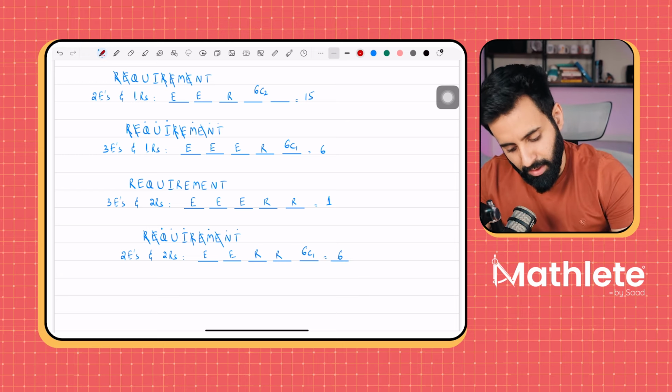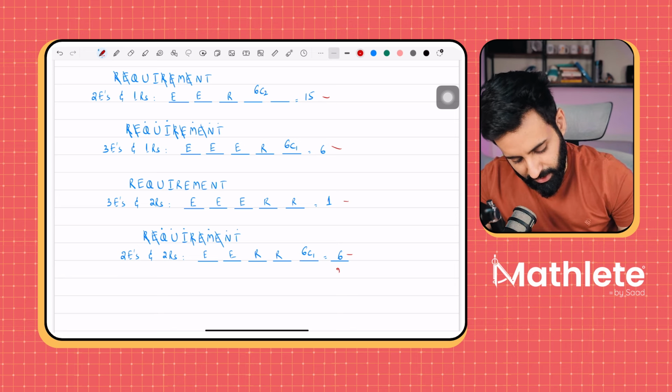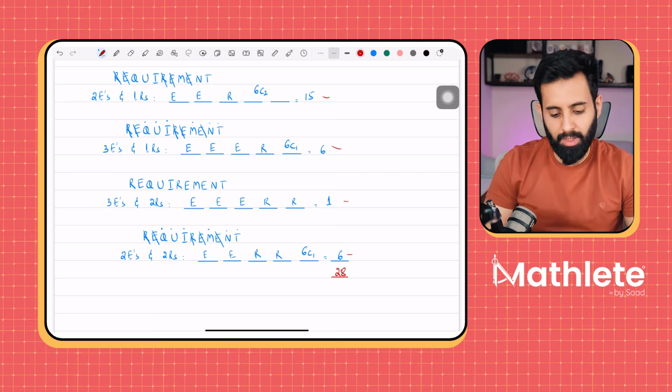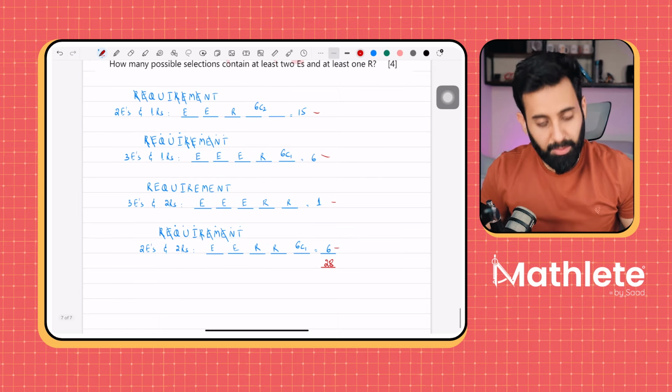Now let's add them up and see what we get. 15 plus 6 is 21. 21 plus 1 is 22. 22 plus 6 is 28. So 28 hopefully is the correct answer. And that's it. We have solved this question, and that also brings me to the end of this video.